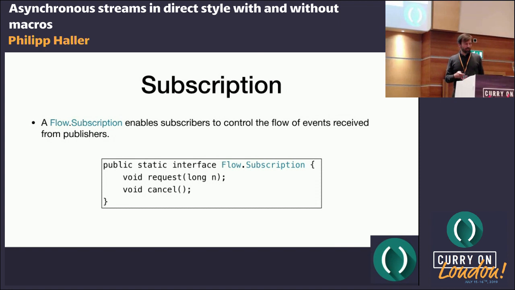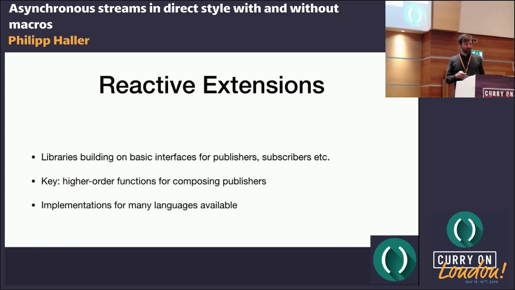Now, usually we would not build entire applications and systems just using those interfaces. The way it works is that people build large libraries on these basic interfaces, which provide lots of ways to build publishers and also compose them using higher order functions, just like with reactive extensions. So it's not uncommon to have hundreds of methods to compose publishers in different ways and build up pipelines. And of course, this has been implemented for many languages.